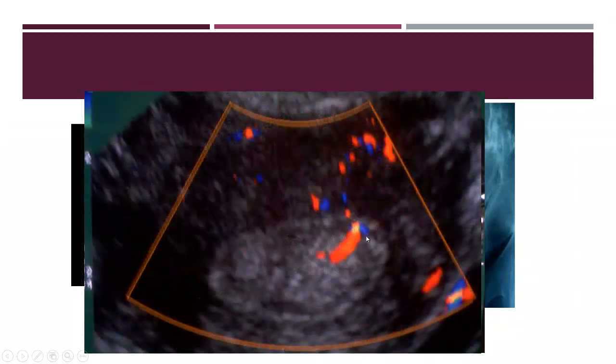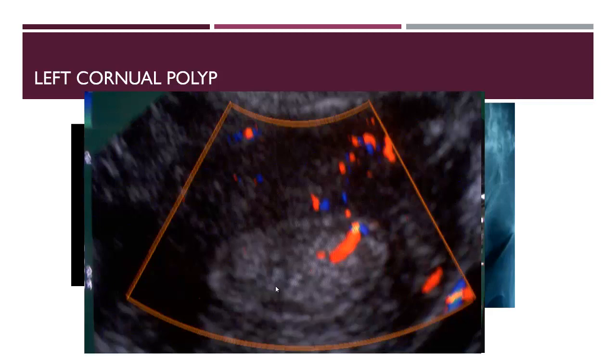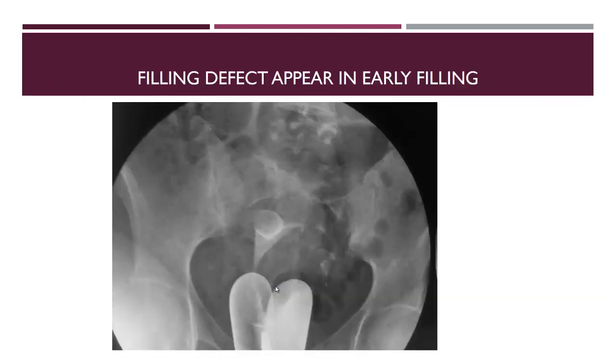And this is the vascular pedicle sign seen well on transvaginal ultrasound. So this is a left cornual endometrial polyp. So on any filling defect, please put the ultrasound probe in order to see what this defect is.